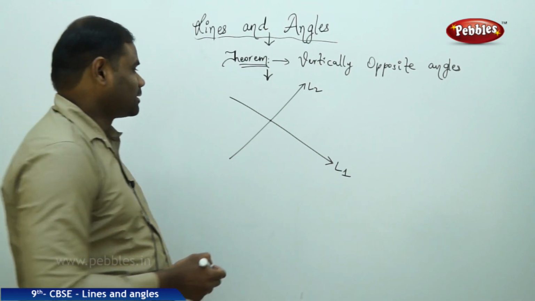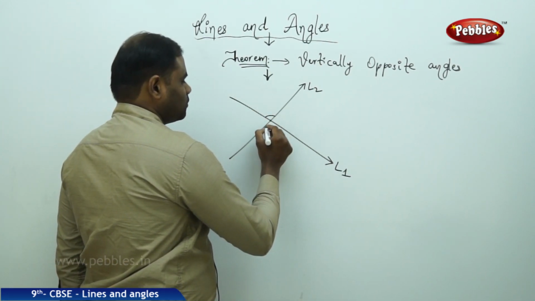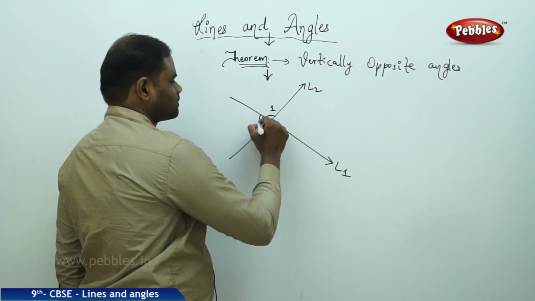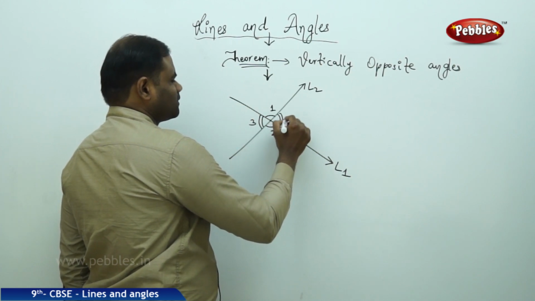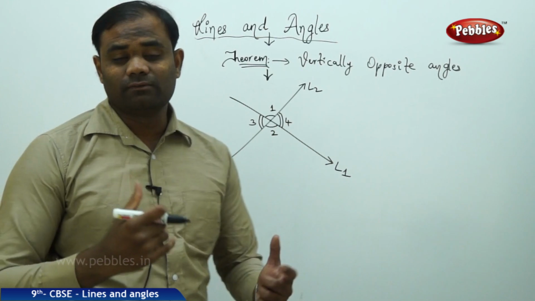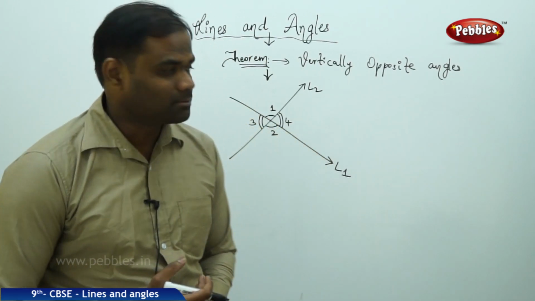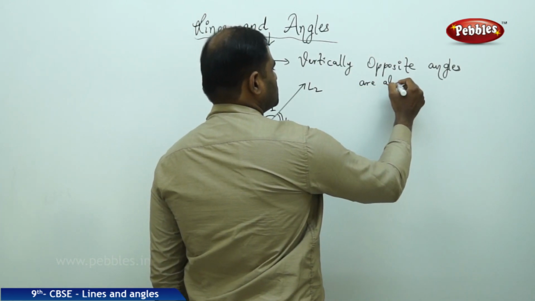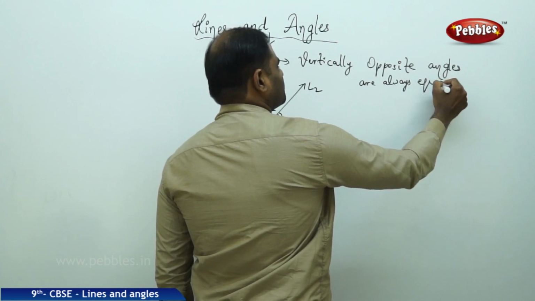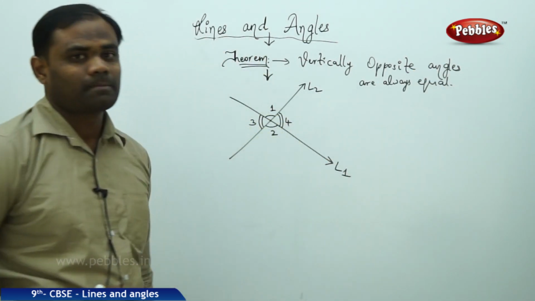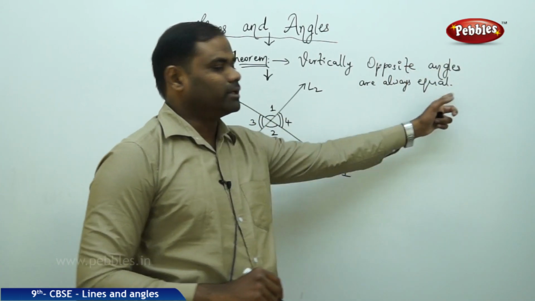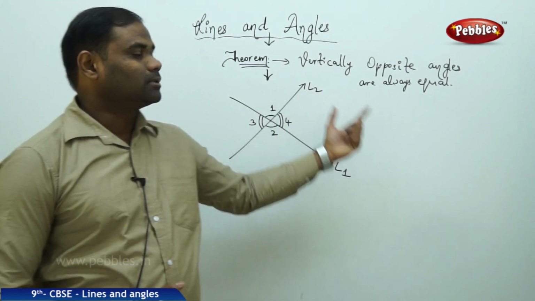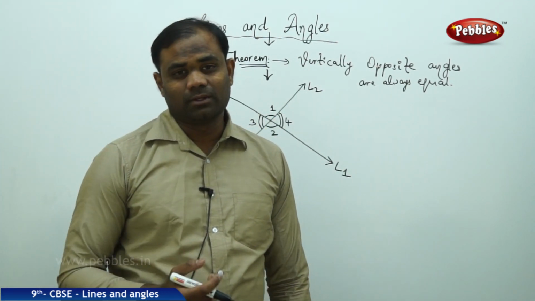Then we know clearly that angles 1 and 2 are called vertically opposite, and the pair 3 and 4 are called the other set of vertically opposite angles. Now this theorem says that vertically opposite angles are always equal. Vertically opposite angles are always equal. Let's see how we can come to this conclusion.